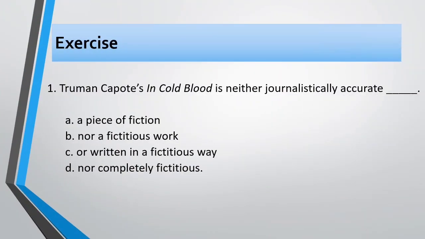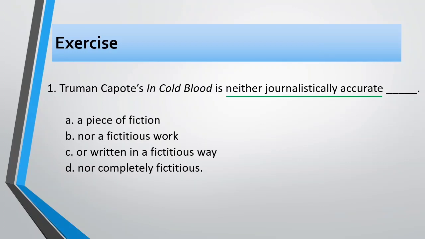Let's have the exercise. Question 1. Truman Capote's In Cold Blood is neither journalistically accurate, blank. In this sentence, we can notice the paired conjunction neither, which is followed by an adjective phrase, journalistically accurate. So, we have to complete this sentence by using a parallel structure for this paired conjunction.